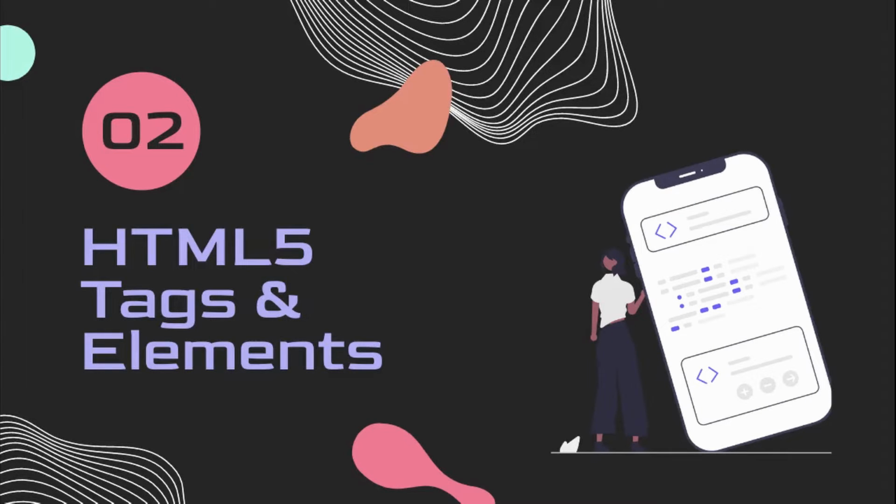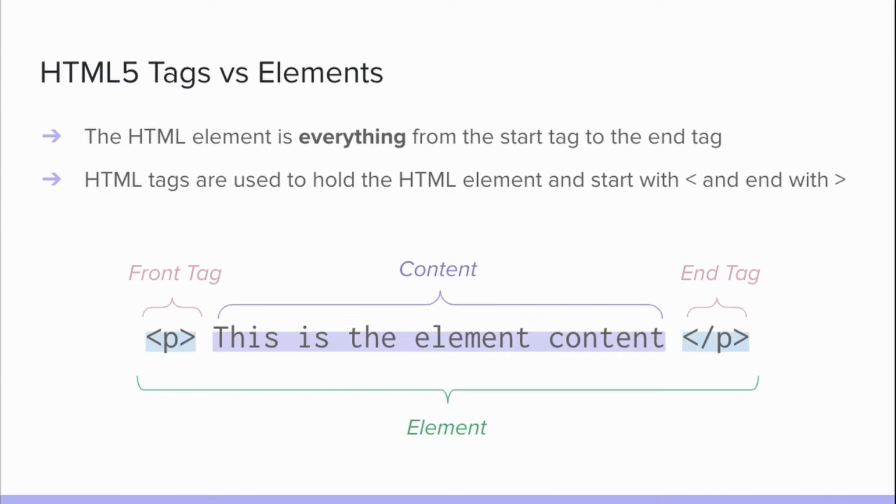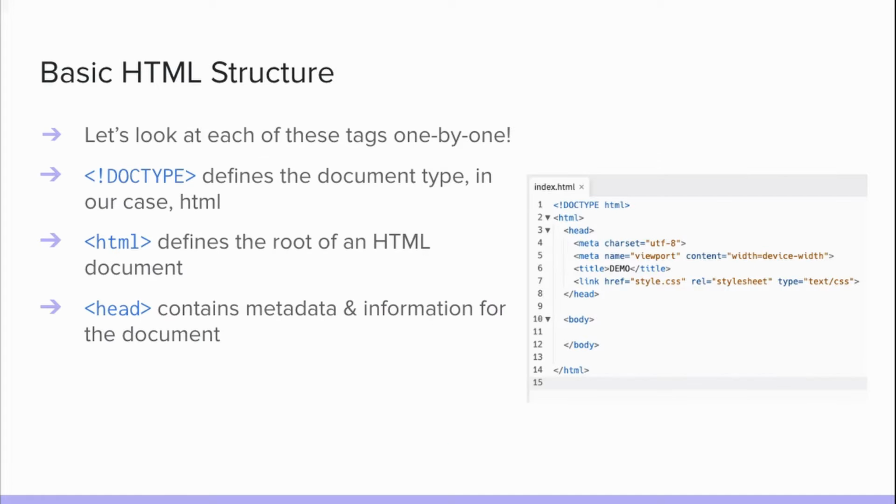Now we are going to go over the tags and elements used in HTML5. So what is the difference between tags and elements? As you can see in this diagram, HTML elements are everything from the front tag to the end tag. This includes both tags. The HTML tags are used to hold everything within one element. Both a start tag and an end tag are necessary for an element to be complete. A proper HTML tag starts with a less than sign and ends with a greater than sign.